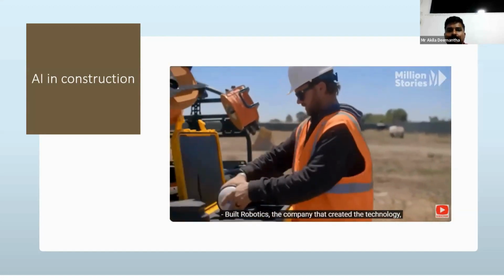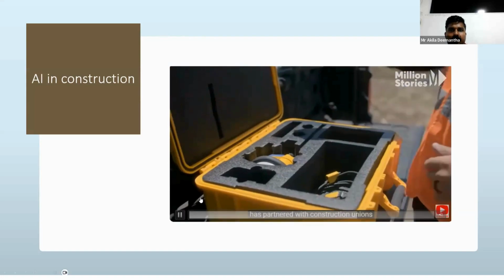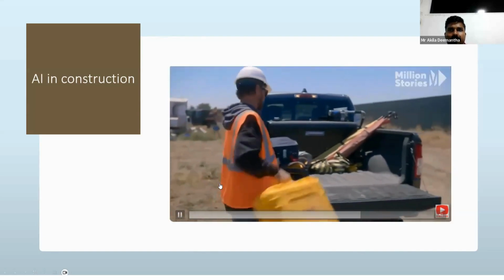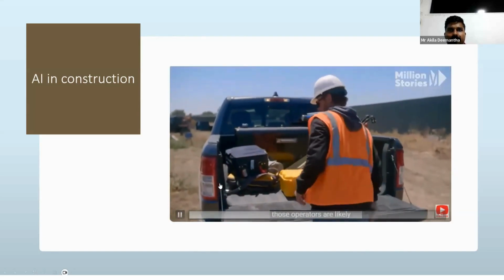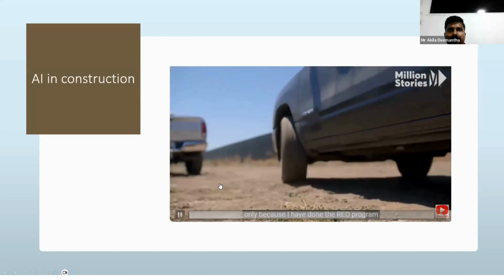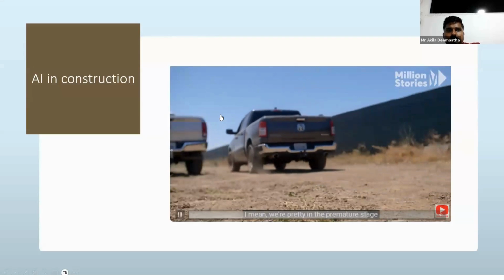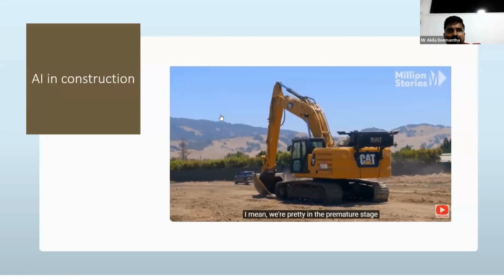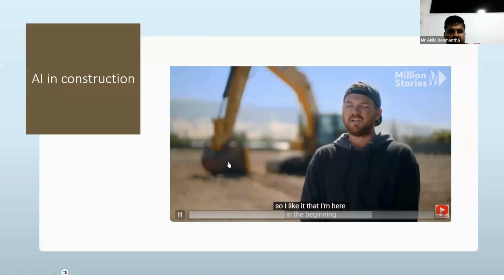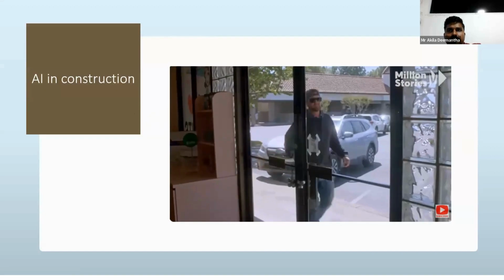Built Robotics, the company that created the technology, has partnered with construction unions to provide a 30-hour REO training program for heavy equipment operators like Clayton. Once certified as an REO, those operators are likely to see an increase in pay. I'm really excited about it, only because I have done the REO program and I've seen what it can be. I mean, we're pretty in the premature stage of these autonomous machines, especially out on construction sites. So I like it that I'm here in the beginning and not when it's, you know, the cool thing to do.